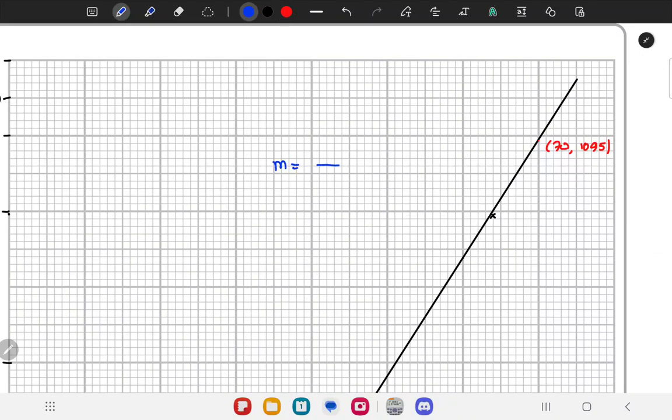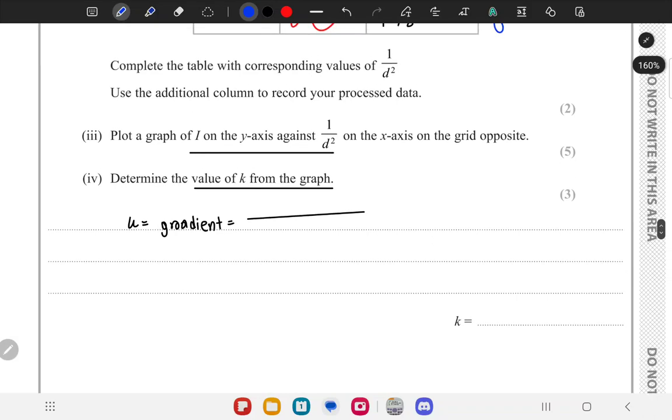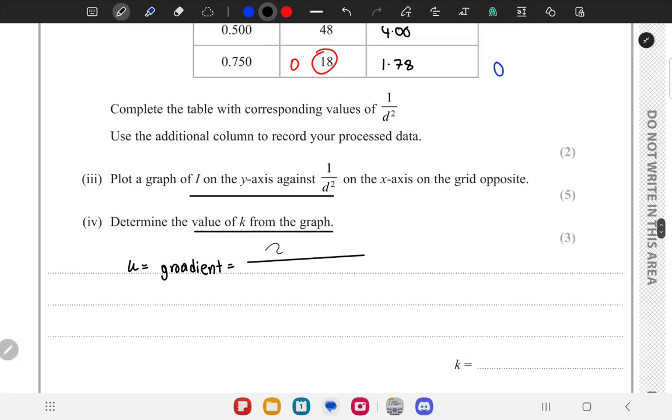So if we calculate the gradient, we'll get y2 minus y1 divided by x2 minus x1. For this case, x1, y1 is 0, 0. x2, y2 is 70, 1095. So the gradient is 1095 by 70. So 1095 minus 0, 70 minus 0, this is 15.6.